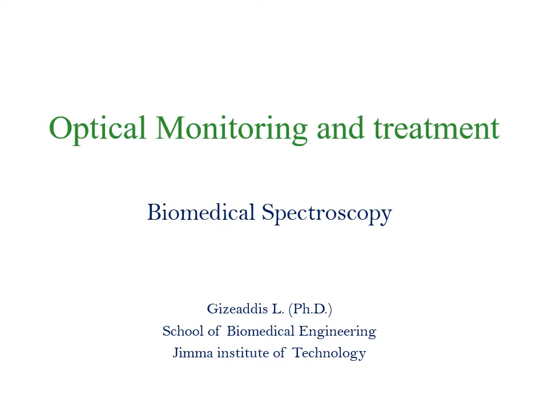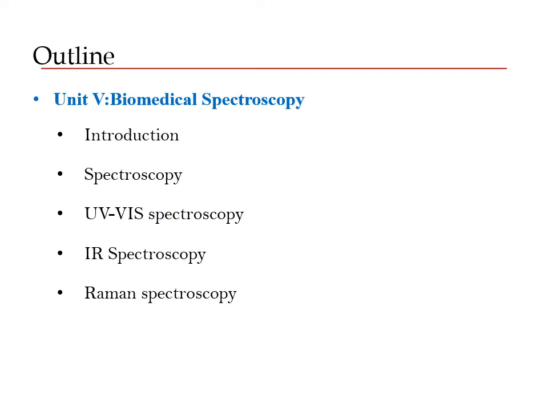Today we will see biomedical spectroscopy. This is the last chapter for the optical monitoring and treatment course. In this section, we will see the basic concept of spectroscopy and the different kinds of spectroscopic techniques. Then specifically we will see ultraviolet-visible spectroscopy, infrared spectroscopy, and Raman spectroscopy techniques, and the instrumentation associated with each spectroscopic technique.